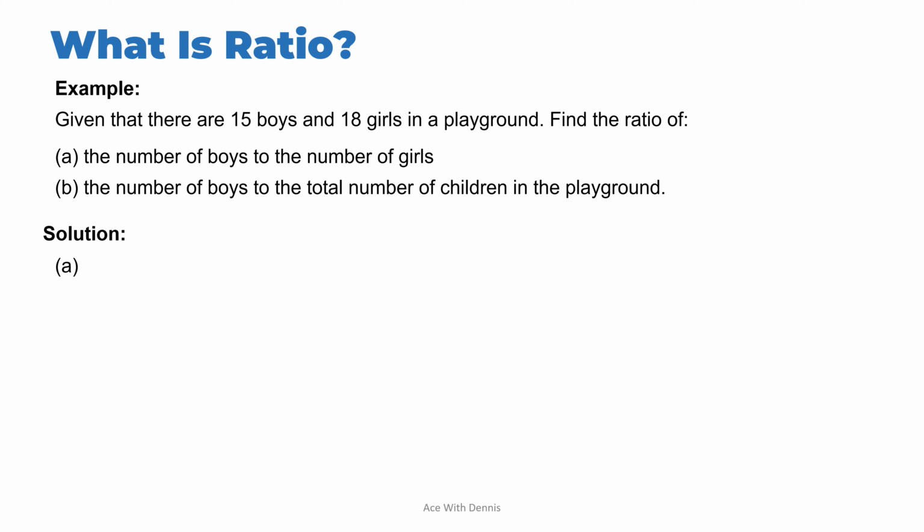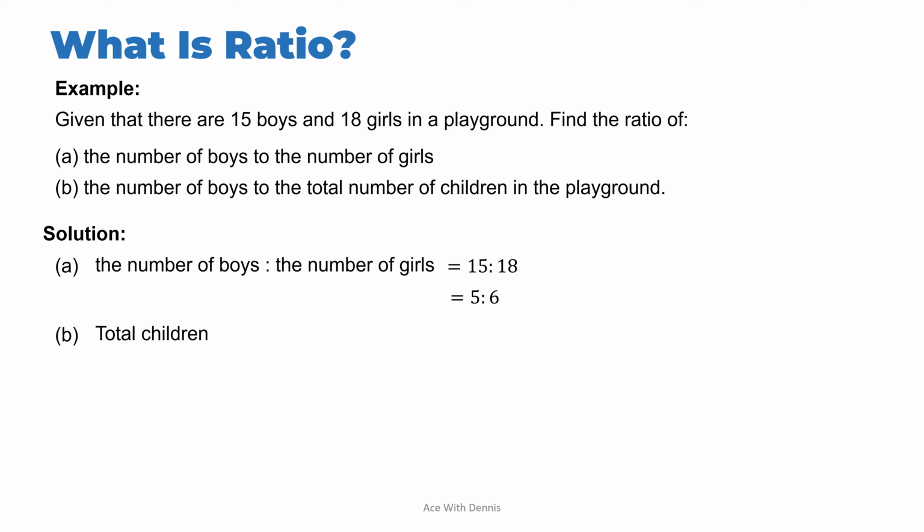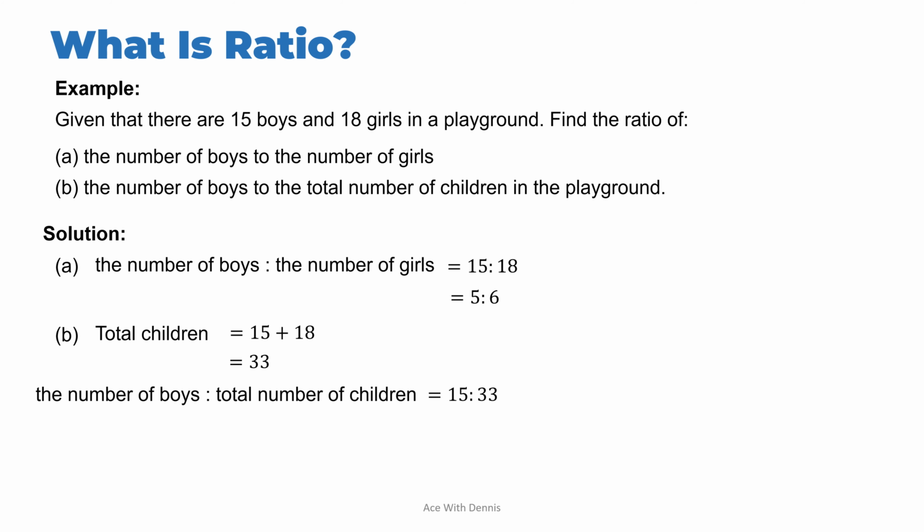Here is the solution. For A, the number of boys to the number of girls equals 15 to 18. We can simplify this ratio to be 5 to 6. For B, first we find the total of children, which is 15 plus 18, because there are 15 boys and 18 girls, and we get 33 children. Hence, the number of boys to total number of children equals 15 to 33, and we can simplify this ratio to be 5 to 11. Remember, always leave your answer in the simplest form.